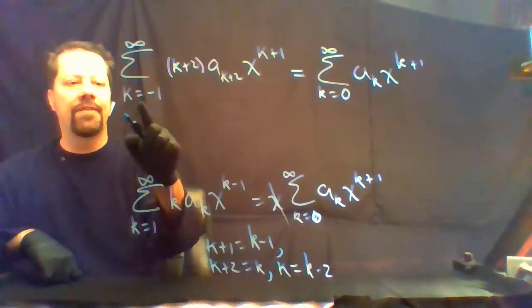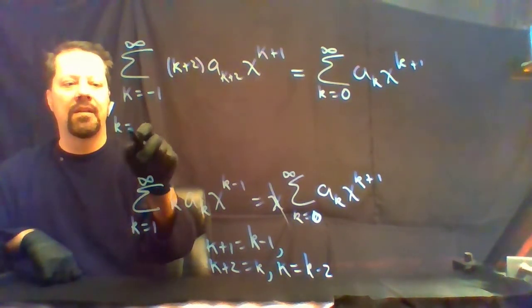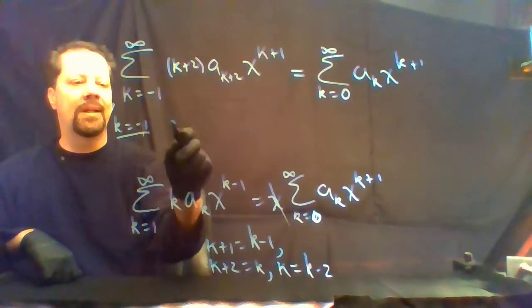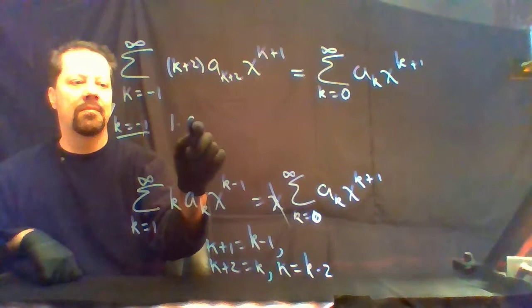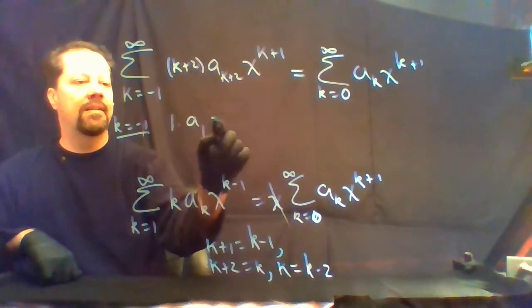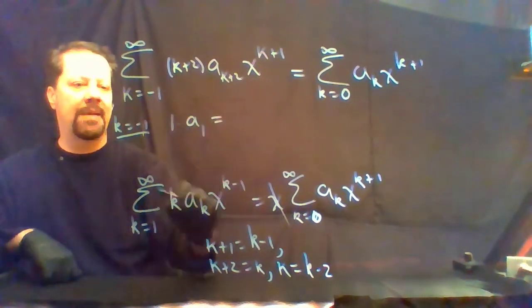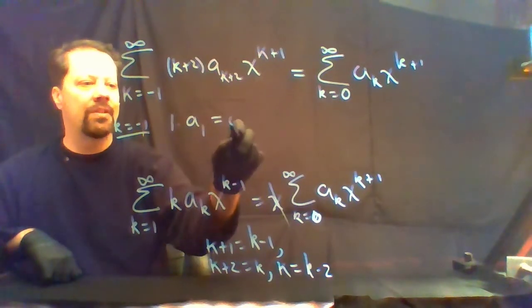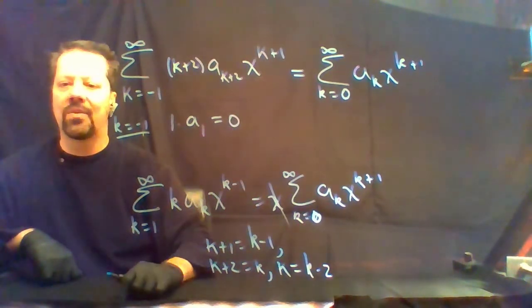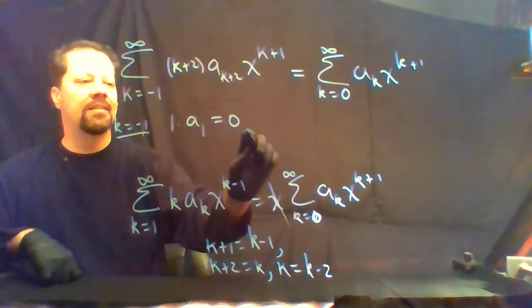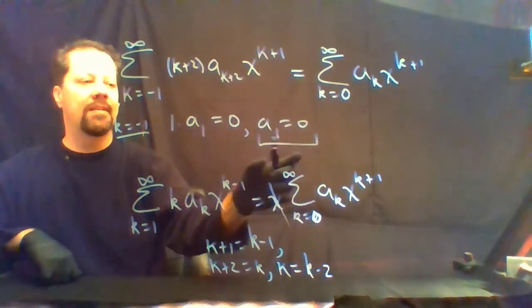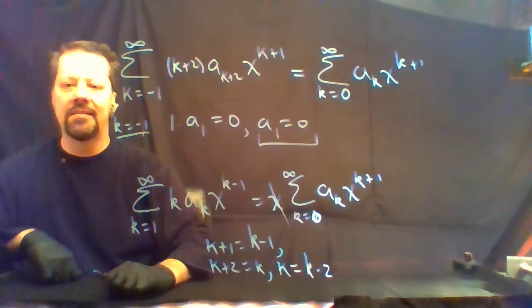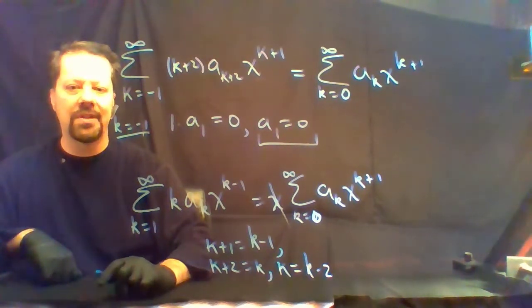So its coefficient, the negative 1 case, that's going to be 1 times a sub 1. That coefficient of this power of x must equal 0, since it has nothing corresponding to it on the other side. We see that a sub 1 is 0. This will be important in determining the solution to the differential equation.